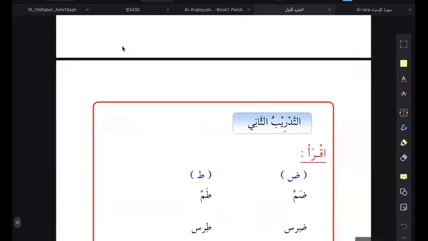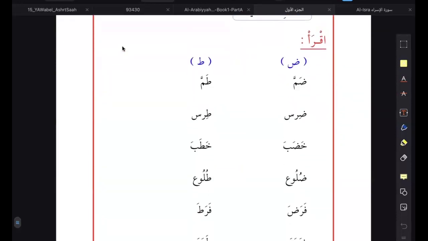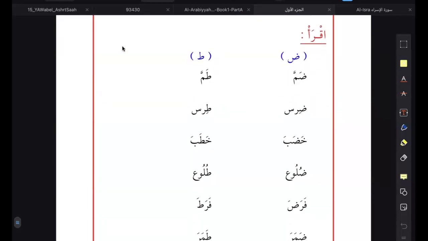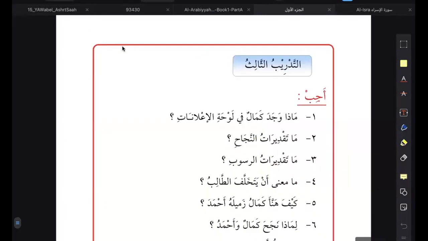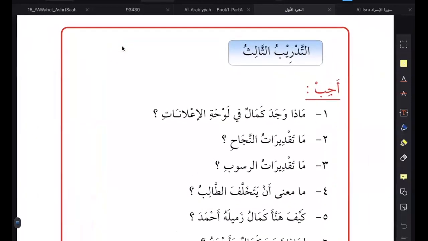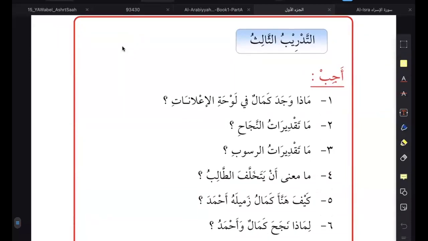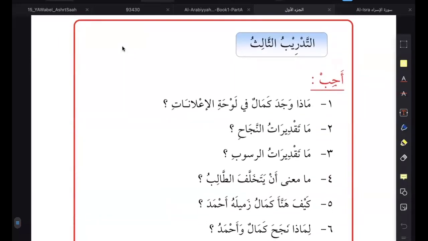So we'll start. We'll continue with تدريبات, the exercises. We have التدريب الثاني, which is the pronunciation, and we skip them. The next تدريب we have التدريب الثالث. Some of these تدريبات, some of these exercises, I will go a little bit faster because these exercises require you to go back to the text and find the answer.